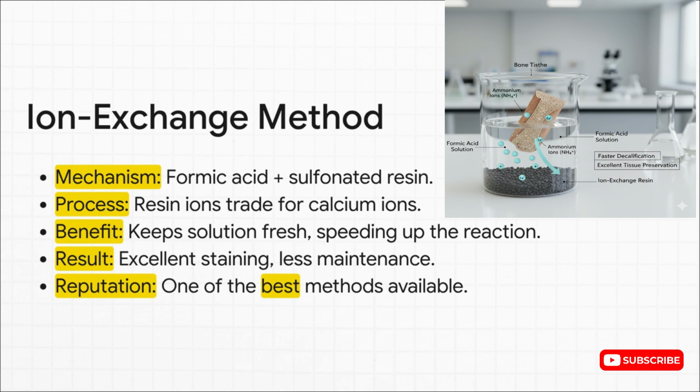It uses formic acid just like the other methods, but you add a layer of a special sulfonated resin to the bottom of the container. So as the calcium ions leave the tissue, they get immediately snatched up by this resin. In exchange, the resin releases ammonium ions. What this does is it keeps the formic acid solution from ever getting saturated with calcium. This keeps the reaction going strong and protects the tissue from sitting in a soup of its own dissolved minerals.